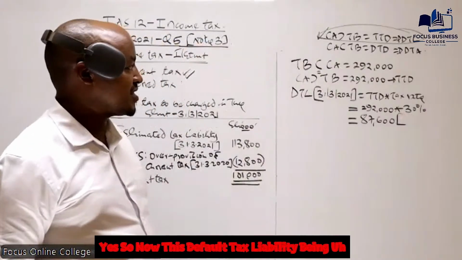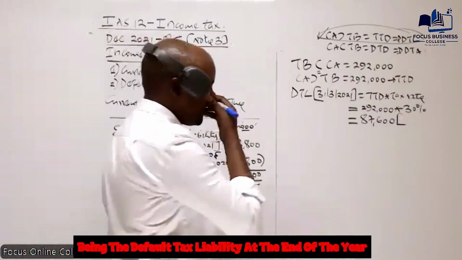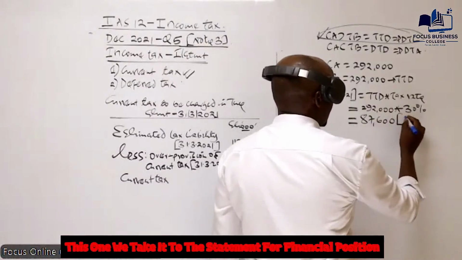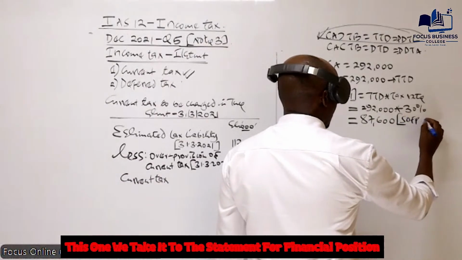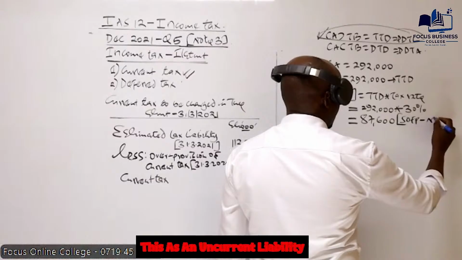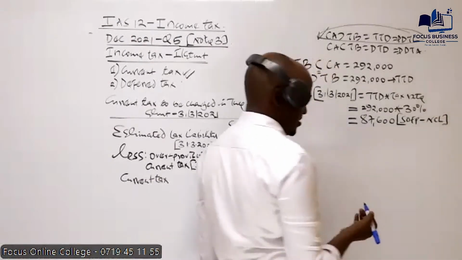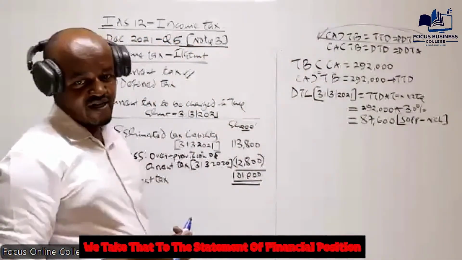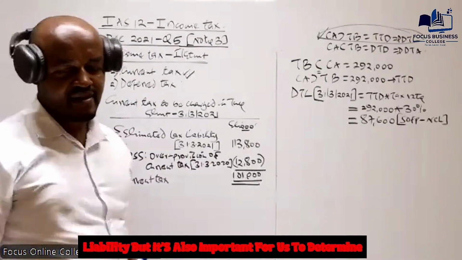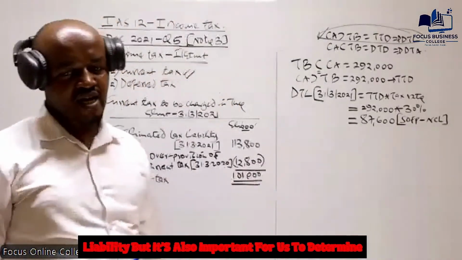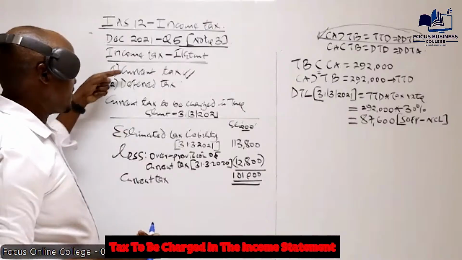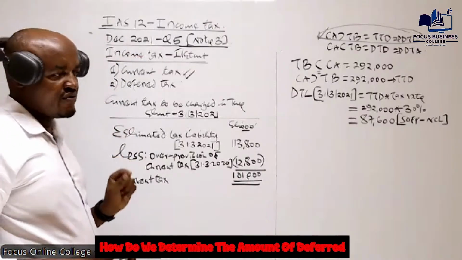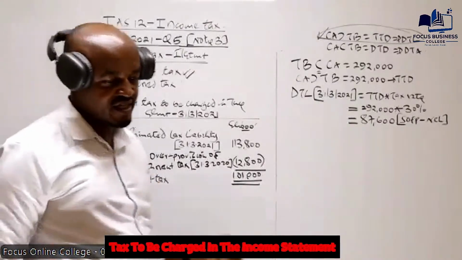So now this deferred tax liability, being the deferred tax liability at the end of the year, we take it to the statement of financial position, and actually we recognize this as a non-current liability. We take that to the statement of financial position as a non-current what? Liability. But it's also important for us to determine the amount of deferred tax to be charged in the income statement. How do we determine the amount of deferred tax to be charged in the income statement?